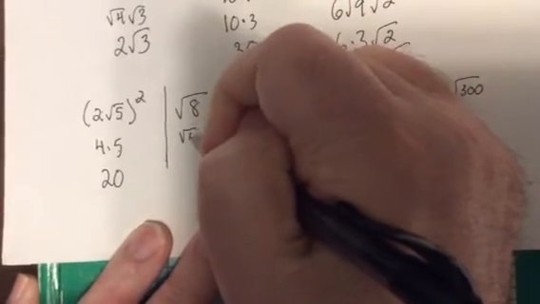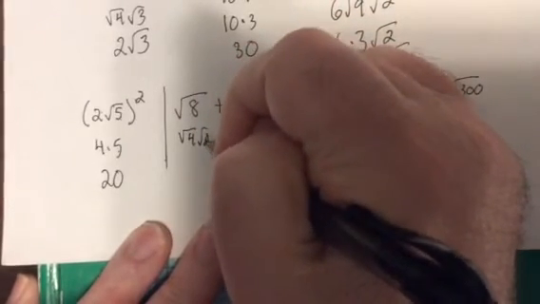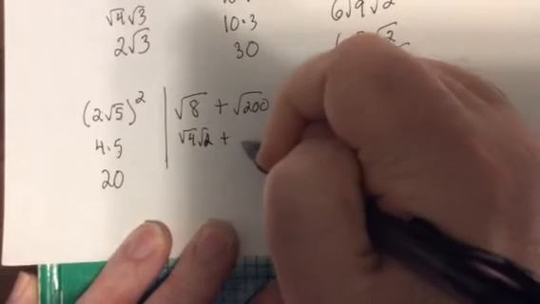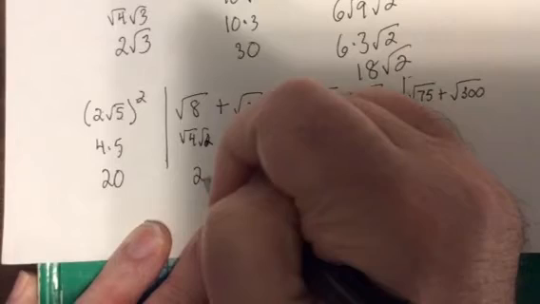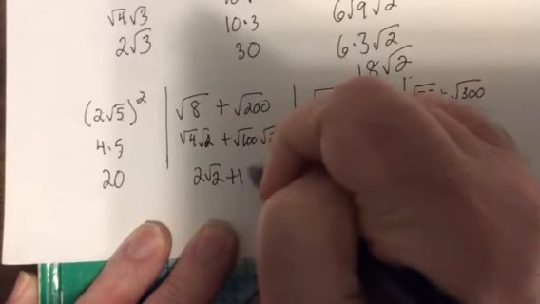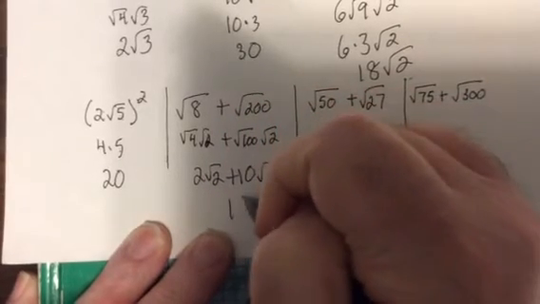Then 8 is 4 and 2. 200 would be 100 times 2. So it's 2 square root of 2 plus 10 square root of 2, which is 12 square root of 2. Woohoo!